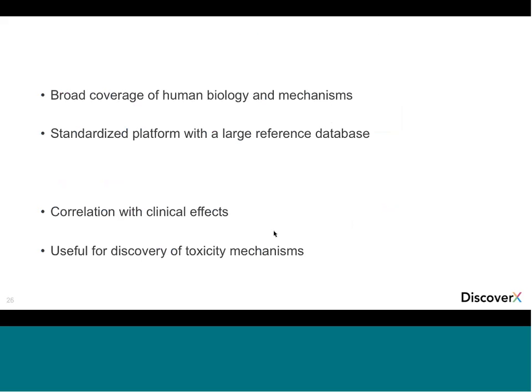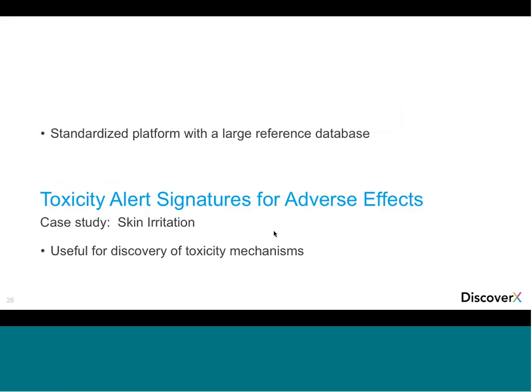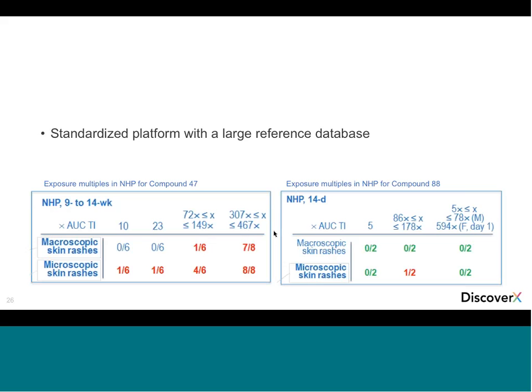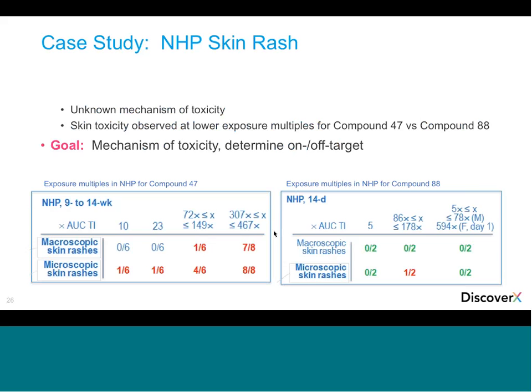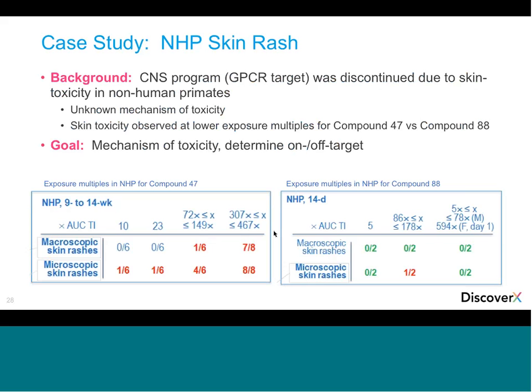I'm going to walk you through a case study here where we have used the database to identify signatures that are correlated with specific human adverse effects, and the case study is a study for skin irritation, skin rash. Where we started with this program is one of our collaborators had some compounds in a CNS program. The target was a GPCR, and the program had been discontinued because there was a skin tox in non-human primates. And I'm sure you can imagine the cost of non-human primate studies.